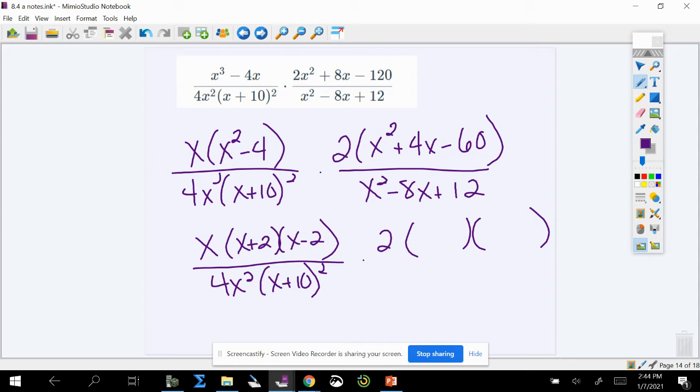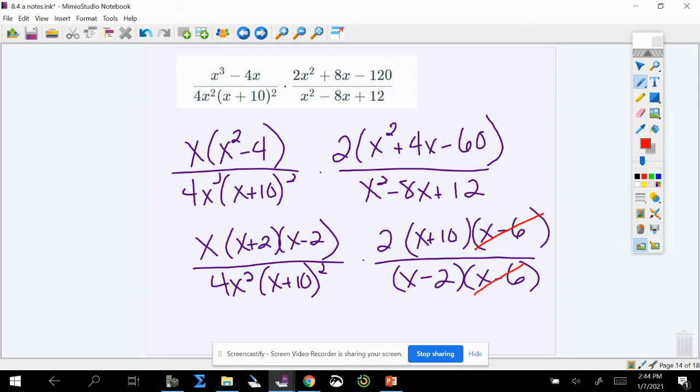10 and 6. So that's going to be x plus 10 and x minus 6. And then finally, numbers that multiply to get 12 and add to get -8 would be -2 and -6. All right, so here we go. X minus 6 cancels. Sometimes it helps to do these in different colors. I'll show you that. So x minus 6 cancels. X minus 2 cancels.